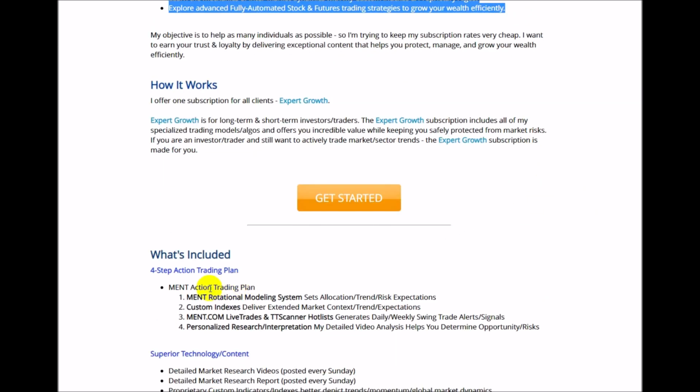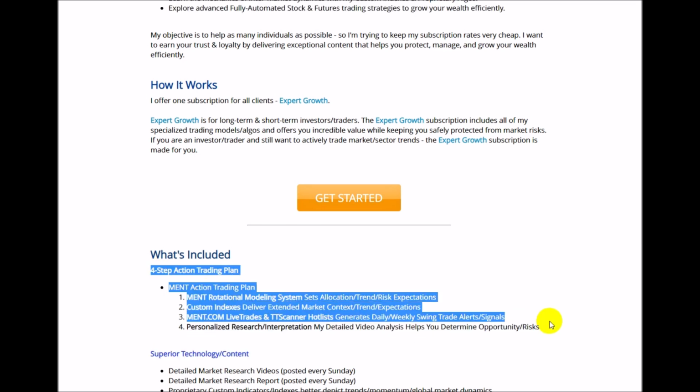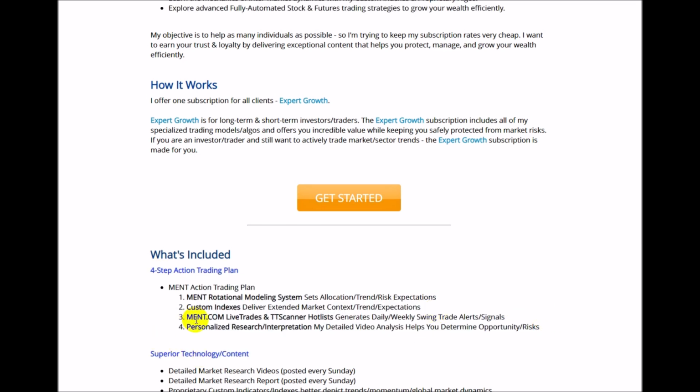My plan, and this is what I really try to teach you, which is what we're going to go over next, is that the rotational modeling system sets the overall primary objectives. And again, this is really true. The rotational modeling system, as I run my strategies, becomes the lead, the primary actor in how I make decisions and what I'm attempting to expect. The custom indexes deliver extended market context and expectations.